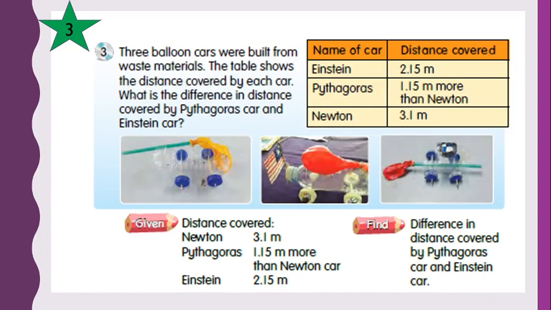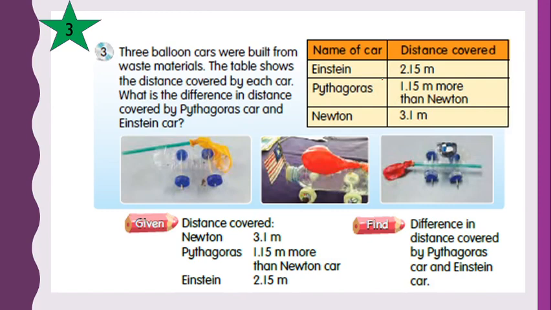Okay, third situation. 3 balloon cars were built from waste material. The table shows the distance covered by each car. What is the difference in distance covered by Pythagoras car and Einstein car? Alright, so this is the information given to us. Okay, Einstein distance covered 2.15 meter, Pythagoras 1.15 meter more than Newton, 3.1 meter.